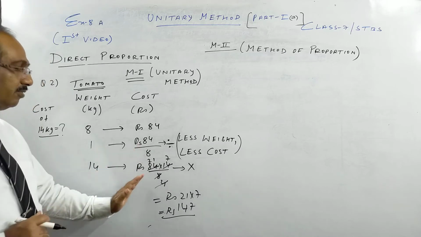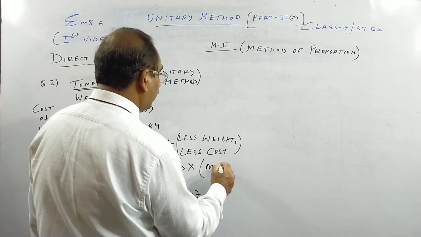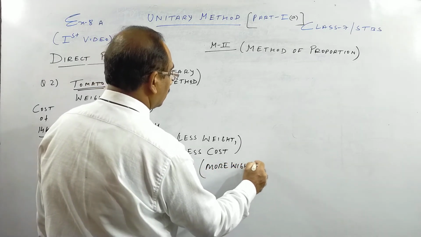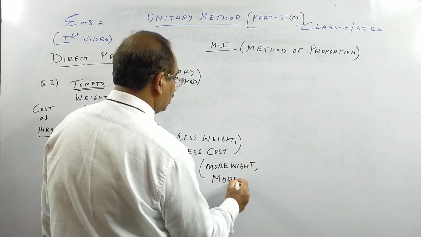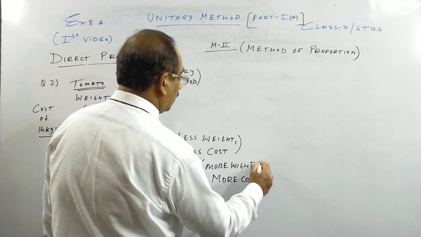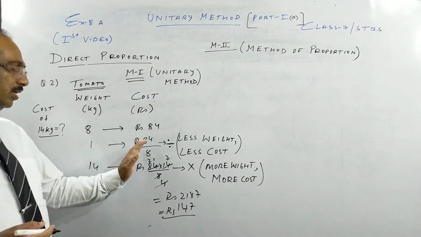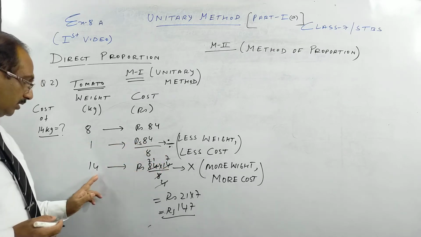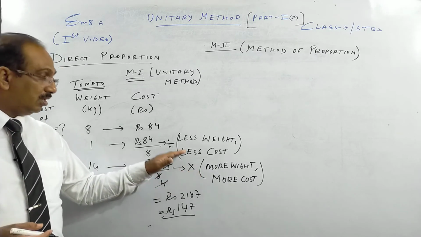So 14 kg will weigh more. So here what you will write, more weight is equal to more cost. Okay, the more you buy, the more you pay. So 8 kg of tomato, you pay 84 rupees. 1 kg will pay less, division. Second step, 14 kg more. So more means multiplication, less means division.